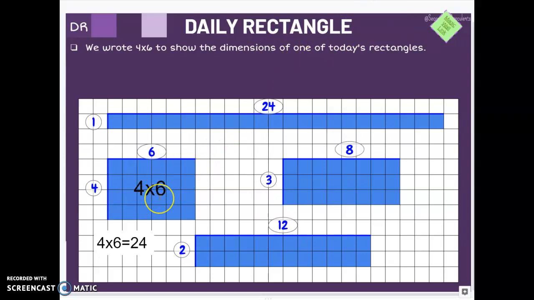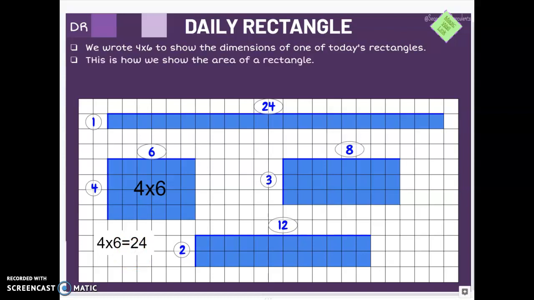This is one that we labeled. Now we wrote 4 by 6 to show the dimensions of today's rectangle. Why did we write that? What does it mean? Now you may be thinking back to what we just did. Yeah, it means we have 4 rows of 6 tiles each. If we add those 4 rows of 6 each, we get 24. Our label matches our dimensions, our equation to show 24 tiles.